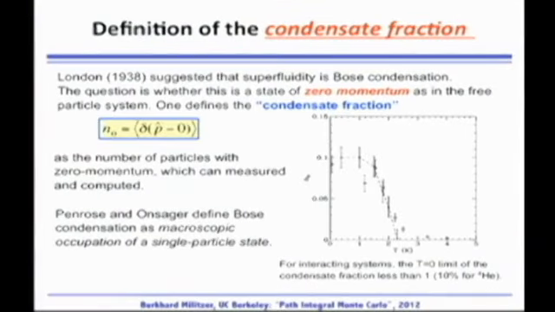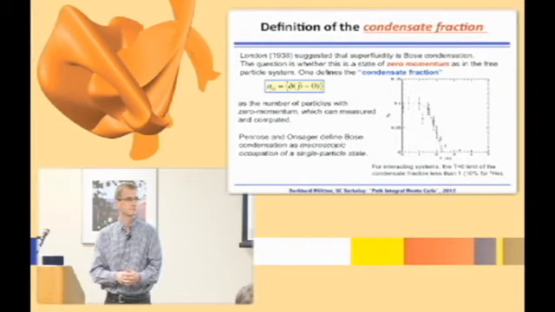So the momentum distribution is basically the limit of all states that have zero momentum, and if you cool a system to low temperature, it's only 10%. So for some reason, we have a system that goes 100% superfluid. The superfluid fraction is 100%, but the condensate fraction is only 10%. Any suggestions what the way out of this conundrum is? Or why is the difference so large?